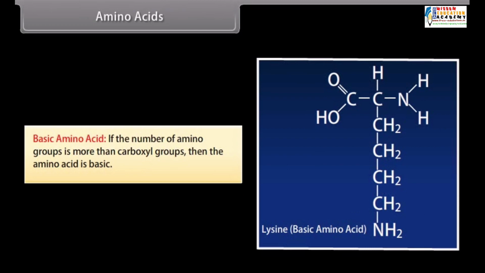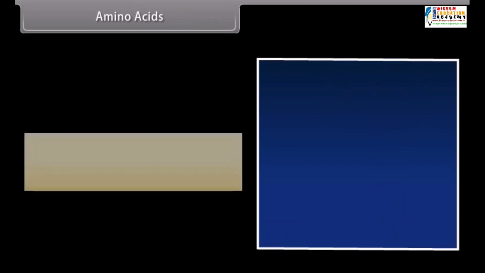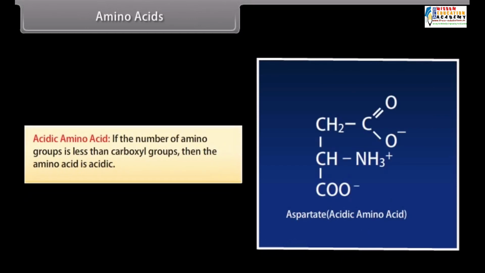Basic amino acid. If the number of amino groups is more than carboxyl groups, then the amino acid is basic. For example, lysine. Acidic amino acid. If the number of amino groups is less than carboxyl groups, then the amino acid is acidic. For example, aspartate.